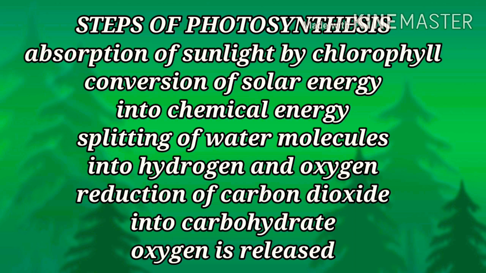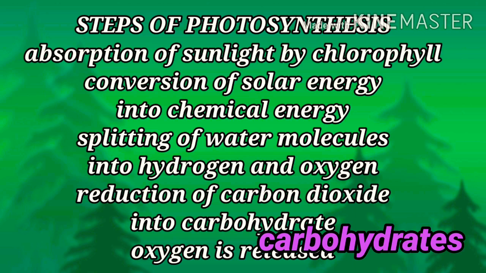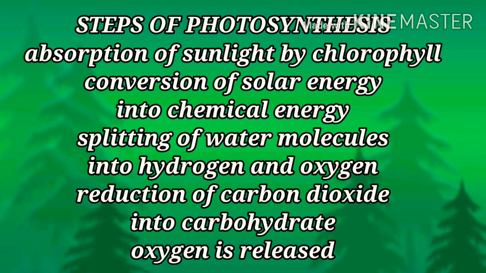Then the next step is reduction of carbon dioxide into carbohydrate. It means addition of hydrogen to carbon dioxide, and that is how carbohydrate is formed. And the last step is oxygen is released as a byproduct. So the major or main product of photosynthesis is carbohydrate, and the byproduct is oxygen. That is how the steps of photosynthesis are completed and food is prepared.